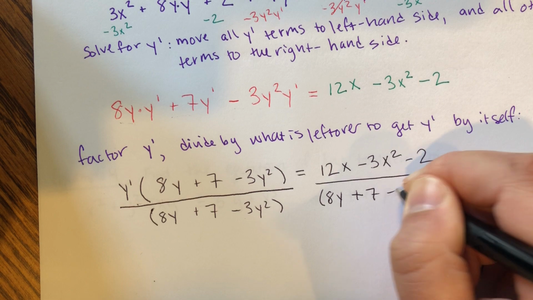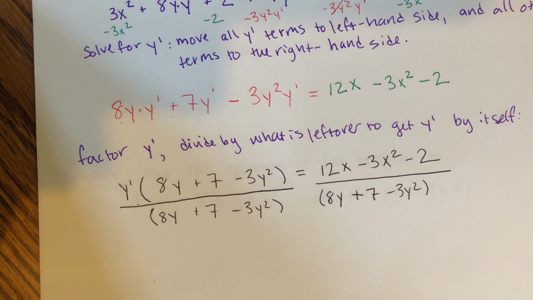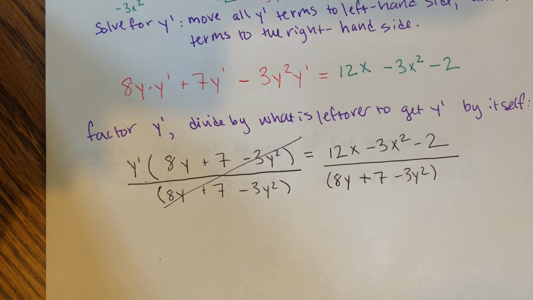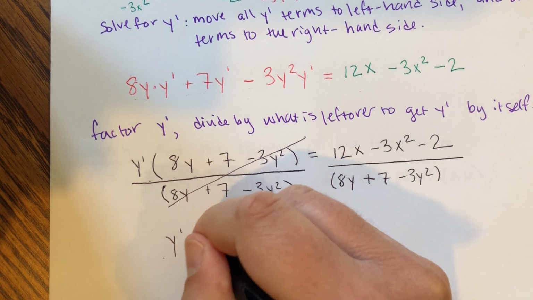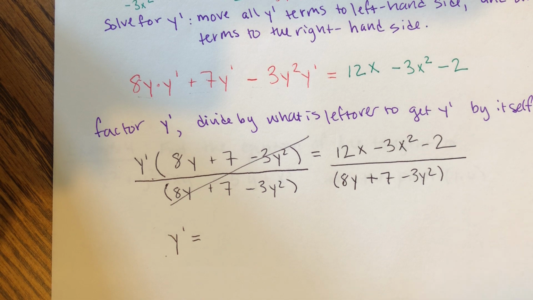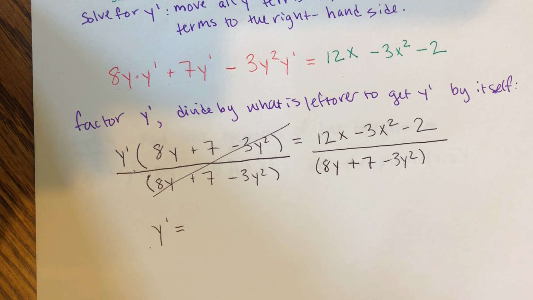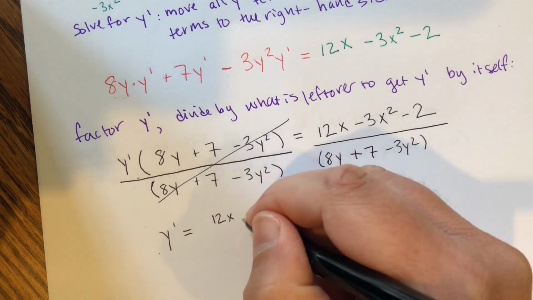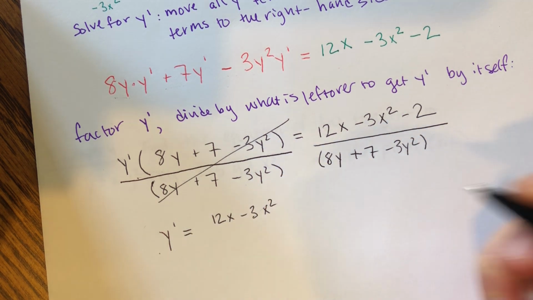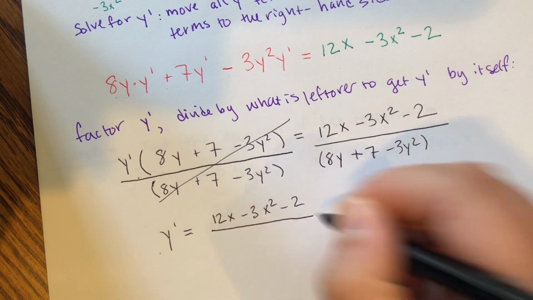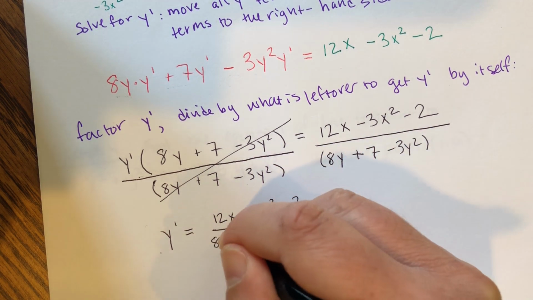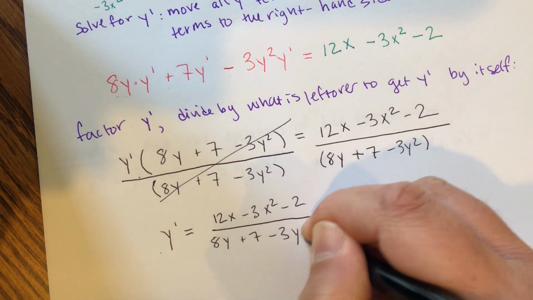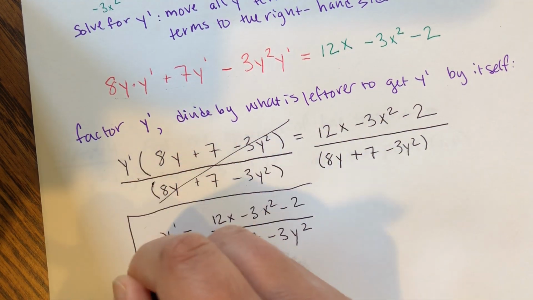8y plus 7 minus 3y squared, right? If I do it on the left-hand side, I better do it on the right-hand side. That allows me to cancel, and now we're done, right? Now we're left with y prime, which is what we're looking for. Remember, y prime is just the derivative of y with respect to x, dy dx. So it's equal to 12x minus 3x squared minus 2 over 8y plus 7 minus 3y squared. And that's our derivative that we're looking for.